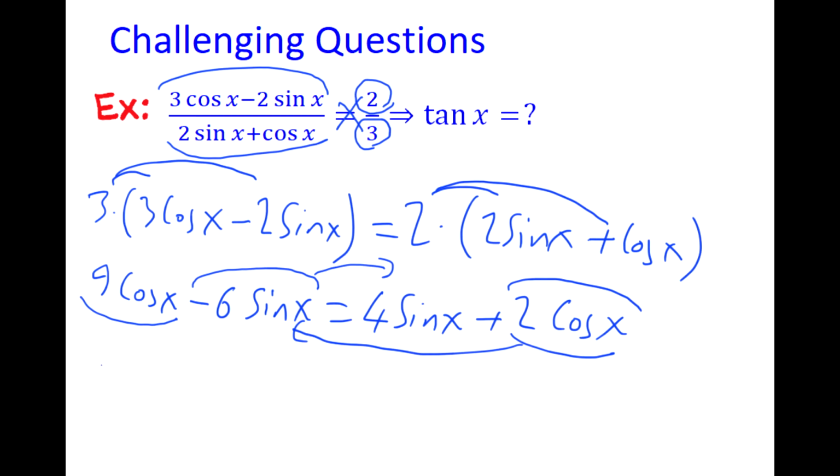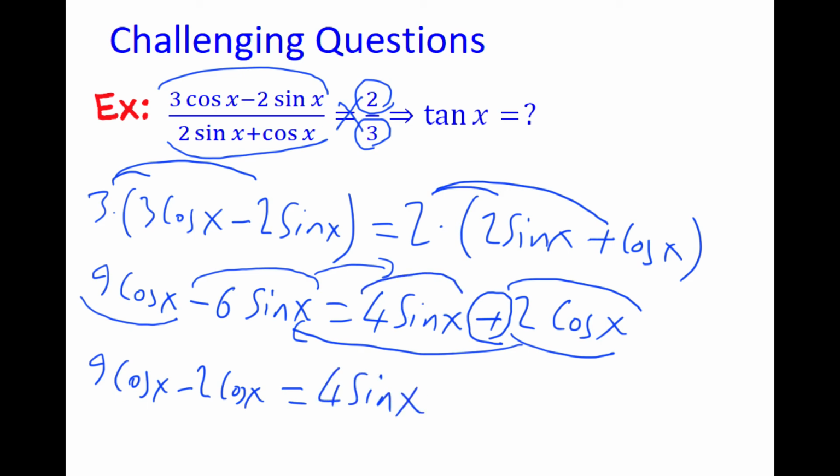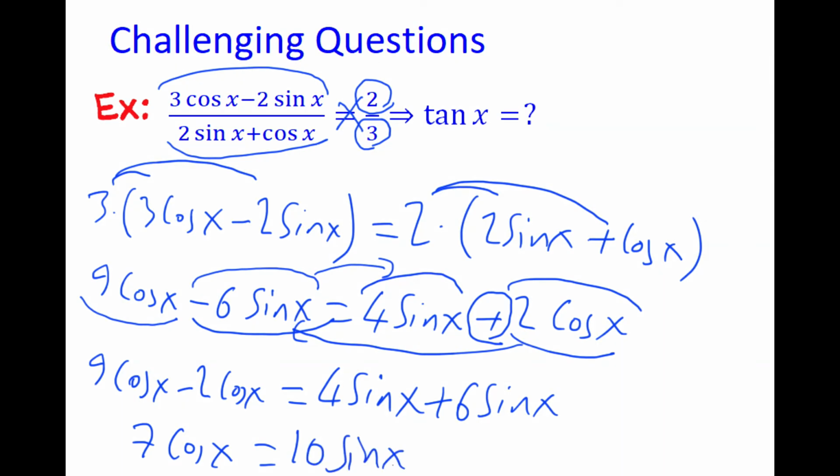Once we do it, we're going to have 9 cosine x minus 2 cosine x, right? Because here it was plus, and if you send it to the other side, it's going to be negative. This is equal to, on the right side, we have already 4 sine x, and if you send this negative 6 sine x to the right also, plus 6 sine x. In the next step, we're going to have 9 minus 2, which is 7 cosine x. And on the right, we have 4 plus 6, which is 10 sine x, guys.